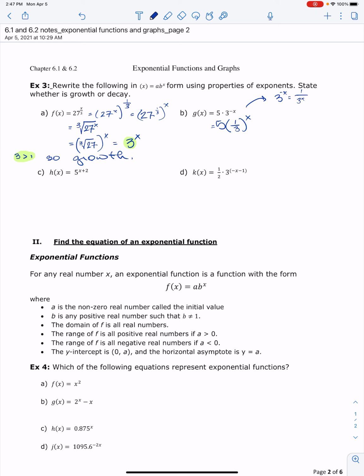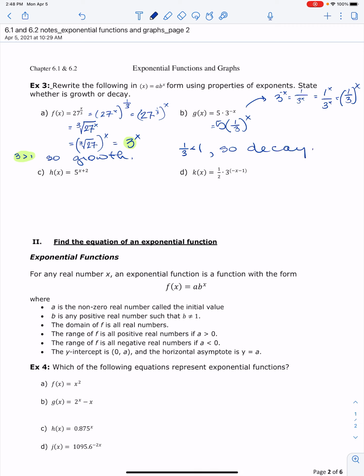And the one thing that we don't talk about enough is that 1 to any power is still 1. So we can think of this as 1 to the x over 3 to the x, which gives us 1/3 to the x. 1/3 is positive, but it's less than 1. So this is a decay function.